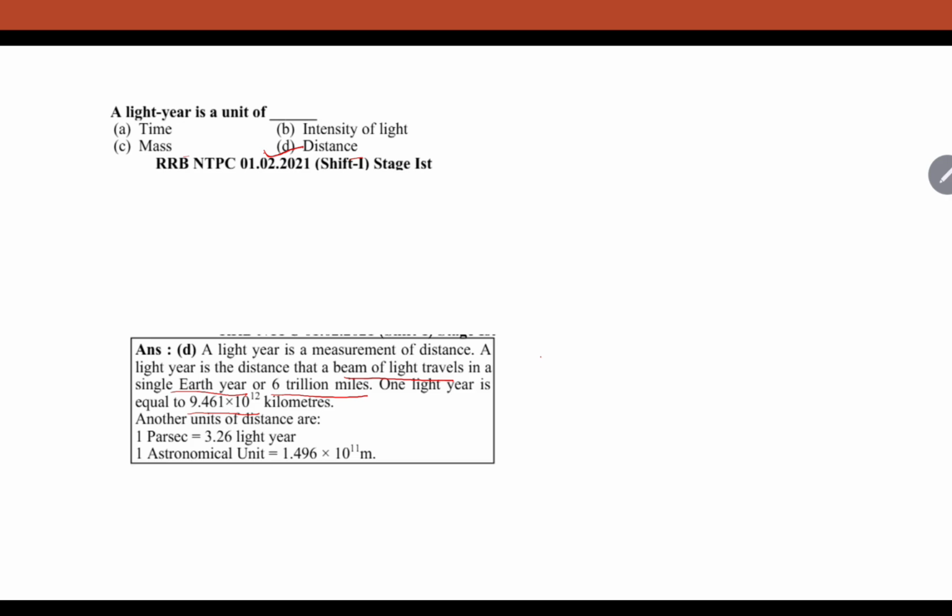The other units of distance are 1 parsec and 1 astronomical unit. So 1 parsec is equal to 3.26 light years, and 1 astronomical unit is equal to 1.496 into 10 to the power of 11 meters. And next question.